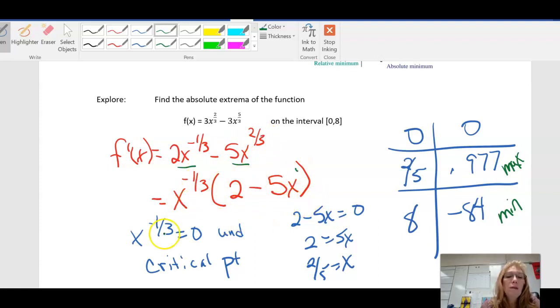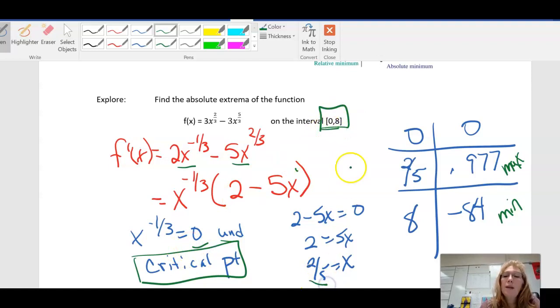Set them equal to 0. Well, this here is undefined. Since it's undefined, it's still a critical point. We don't know what it is, but it's bad. Okay, then you have 2 minus 5x, solve it, and we have 2/5 on the interval 0 to 8. So we have to check 0, which happens to be both of them, 2/5 and 8.